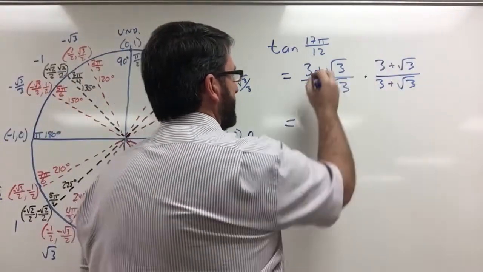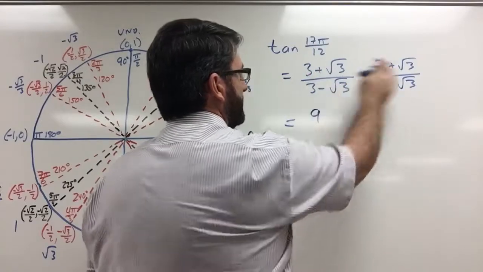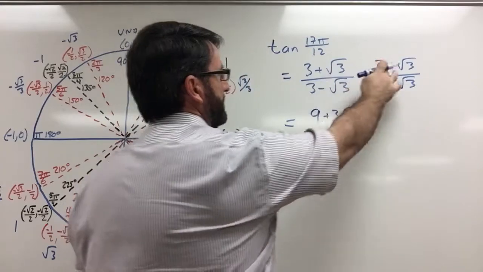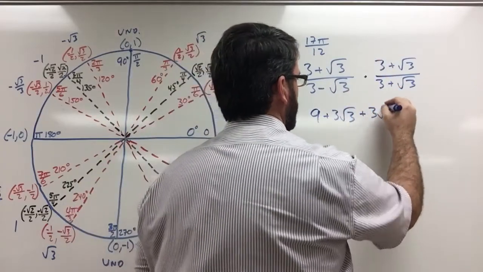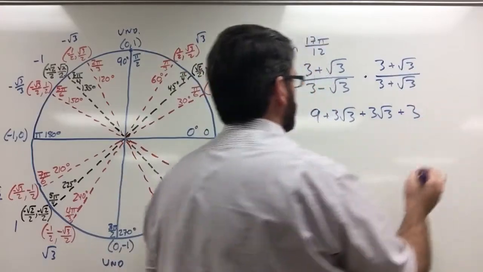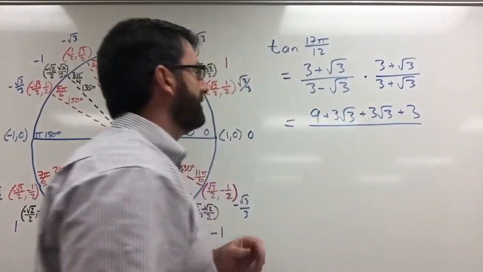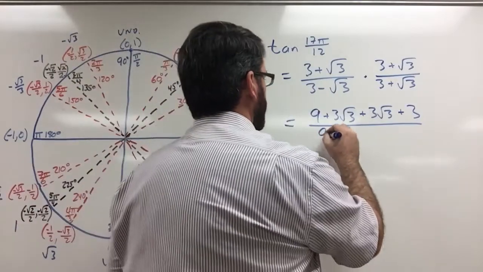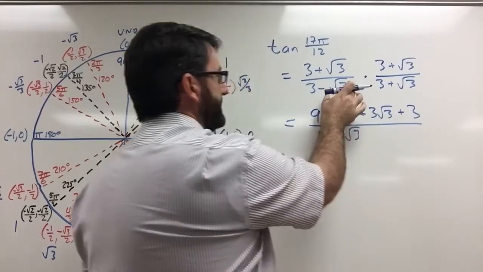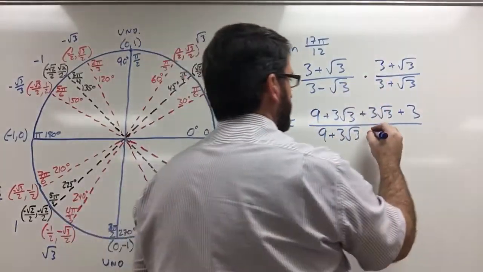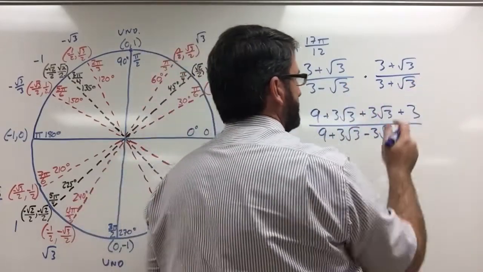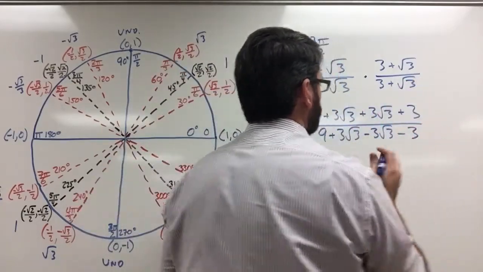We'll FOIL this out. 3 times 3 is 9. 3 times the square root of 3 is 3 square root of 3. Square root of 3 times 3 is 3 square root of 3 again. And square root of 3 times square root of 3 is 3. And in the denominator, 3 times 3 is 9. 3 times the square root of 3 is 3 square root of 3. Negative square root of 3 times 3 is negative 3 square root of 3. And negative square root of 3 times square root of 3 is negative 3.